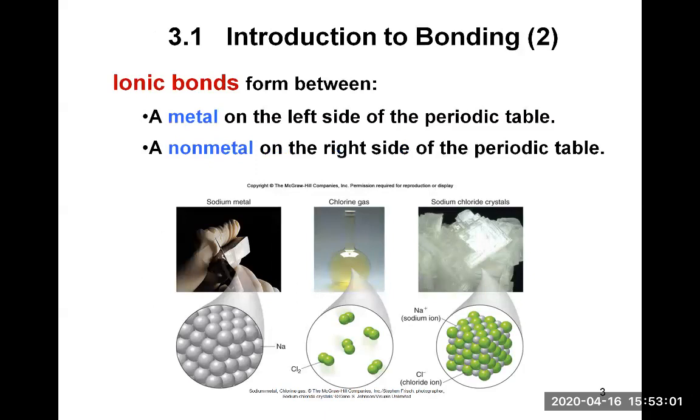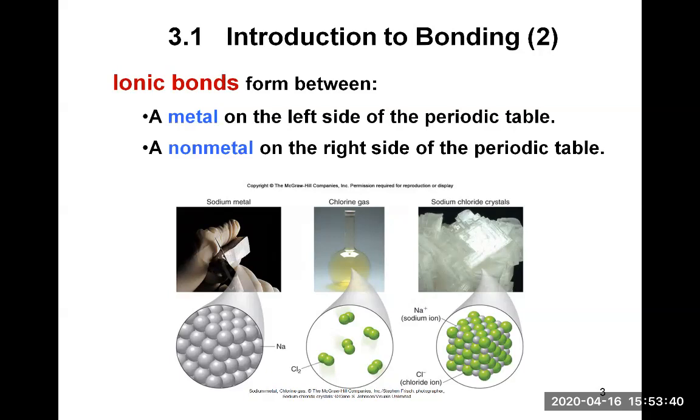Ionic bonds will form between metals and non-metals. Maybe you remember from chapter 2 that metals are located on the left side of the periodic table, on the left side of the zigzag line, and non-metals are located on the right side of the staircase line. So when you have an element from one side of the periodic table and from the other side, if they bind together, it will be through an ionic bond.